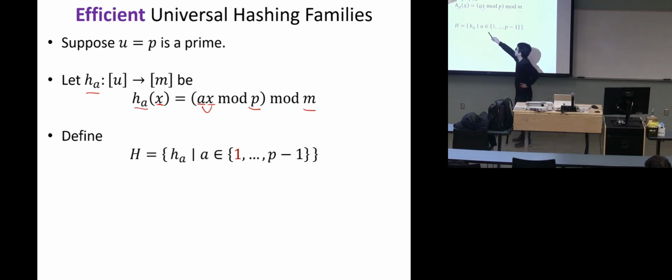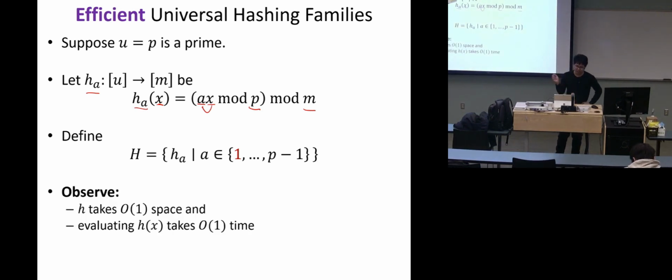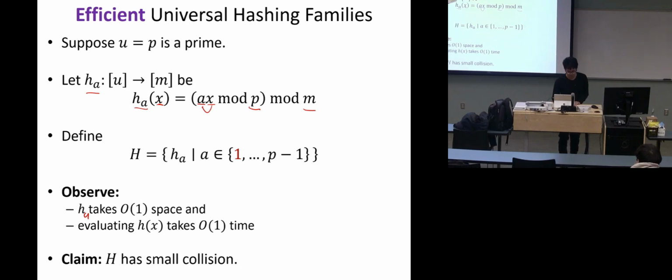My family has H_a for a from 1 up to p minus 1. So you see that for any function in H, H_a clearly takes constant space to store, because you just need to know what a is. And it takes constant time to evaluate as well: just multiply and mod in constant time. All I need to show is that this family H has the small collision property.